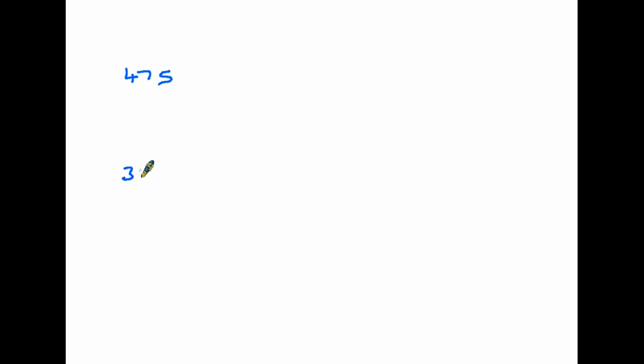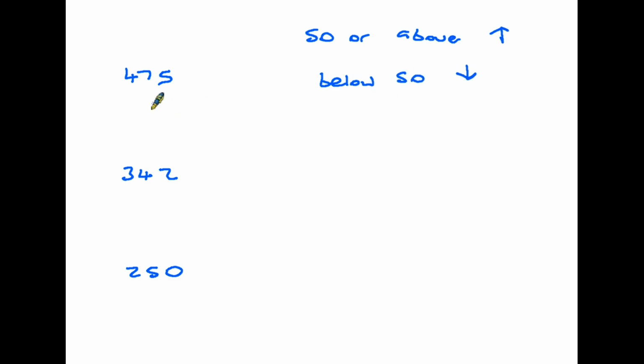Let's use the numbers 475, 342, 250. So let's look at the rule again. 50 or above. That is what we are looking for if we are going to round up. And anything that is below 50, we are going to round down, and don't forget we're looking at the last two digits. So here we have 75. 75 is definitely higher than 50, so we round up to the nearest 100, and the next 100 up from 475 will be 500.